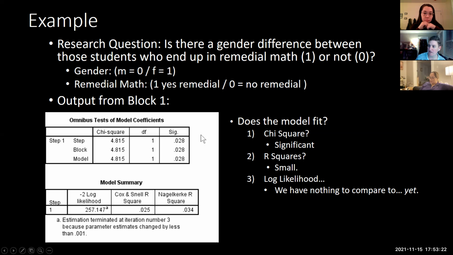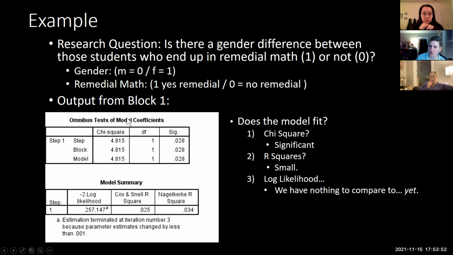I have a significant chi-squared test, so that tells me that the model fits the data well. My R-squared is between 2 and 3%. They're pretty small. The log likelihood, I have nothing to compare to. I haven't shown you how to use that, so that was kind of rude of me to put it on this slide. So just ignore that.